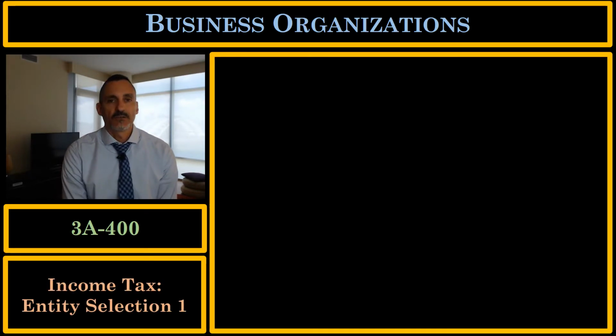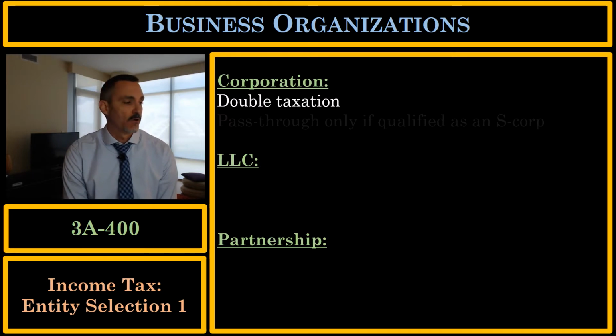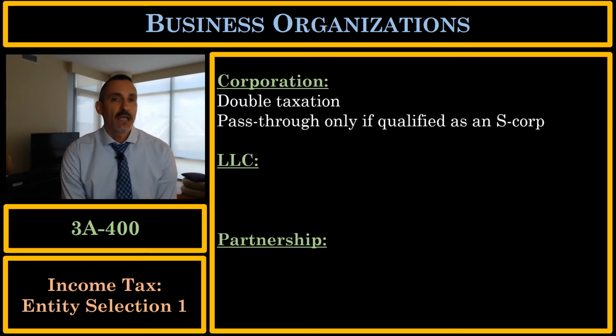All right, let's talk about how income tax affects entity selection. The basics are that the corporation is subject to double taxation as a default. You can get pass-through taxation with a corporation if it qualifies as an S corp. And we'll talk about the requirements of an S corp in a little bit.